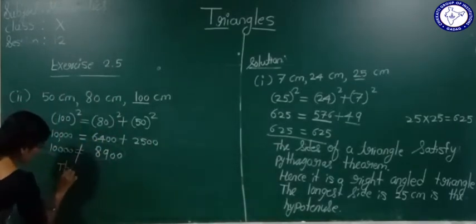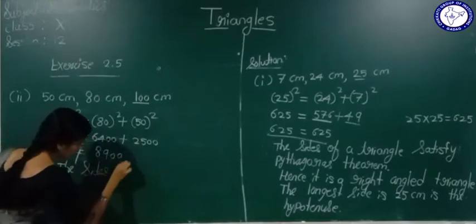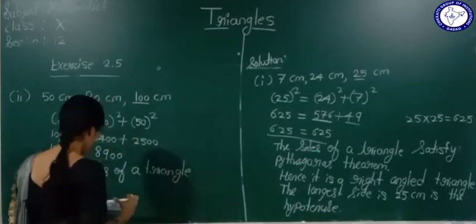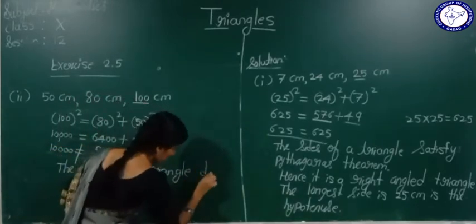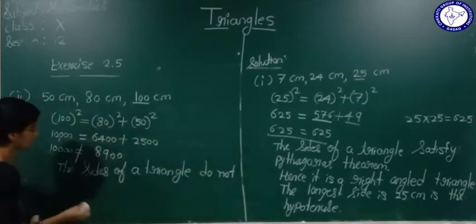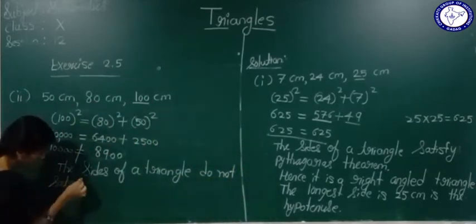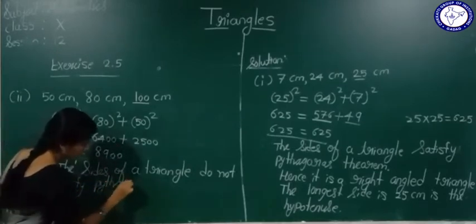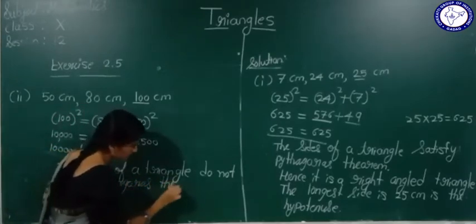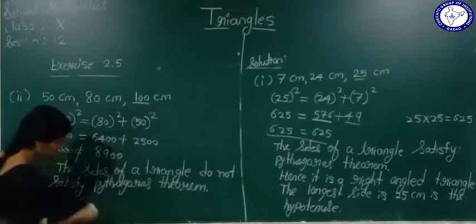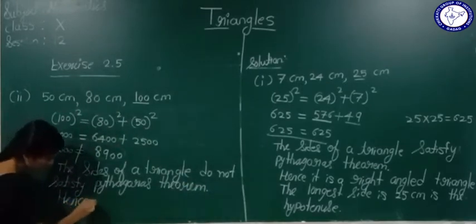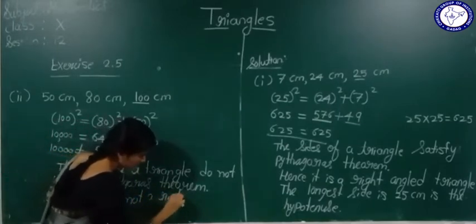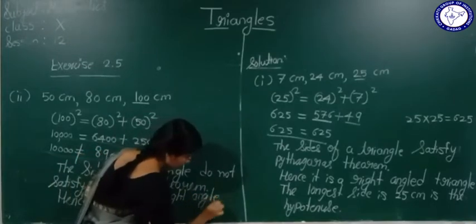Write down: the sides of a triangle do not satisfy Pythagoras theorem. Hence it is not a right angled triangle.